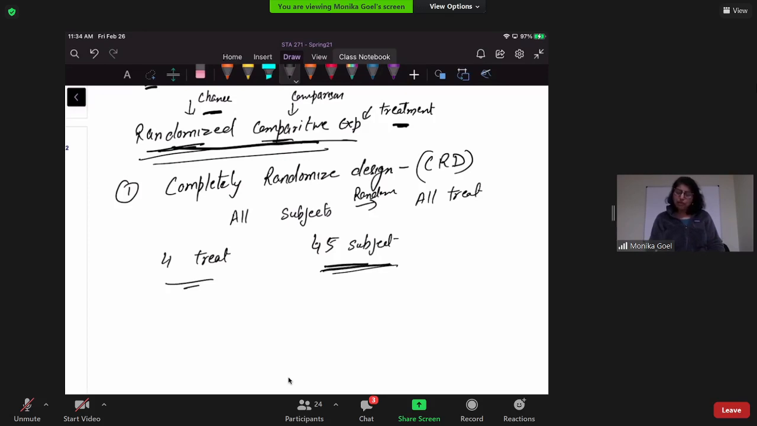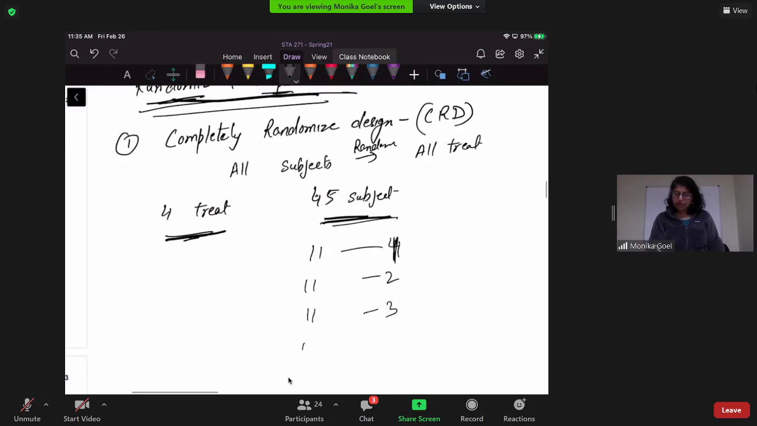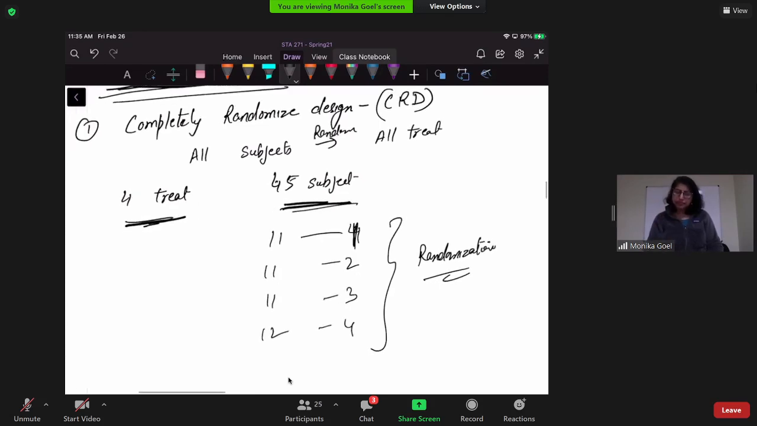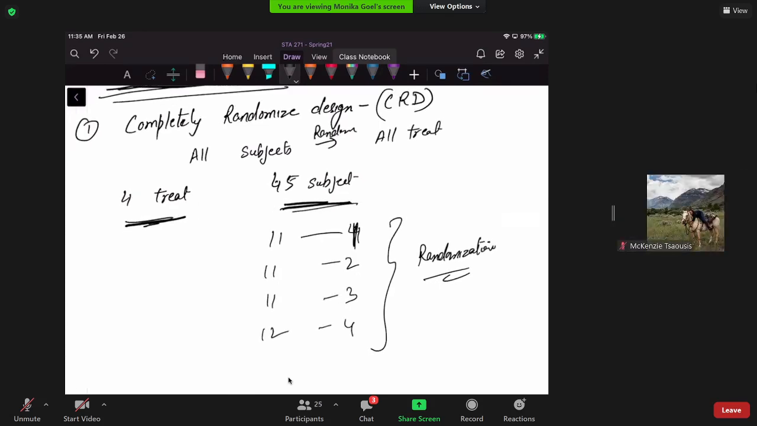So when I have 45 subjects, I need to apply 4 treatments. One way is like, okay, first 11, I'll apply the first treatment. Next 11, I apply the second treatment, 11 the third, and then 12 the fourth. But is this called randomization? Anyone? No. So this is not called randomization.